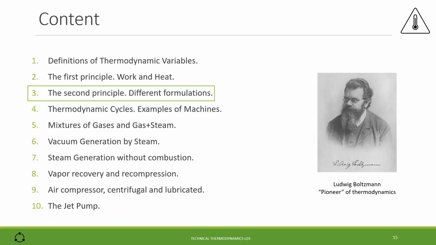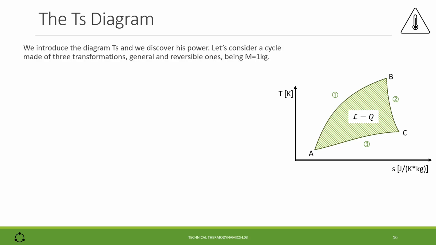In this second part of the lesson, we introduce the TS diagram and we make some more applications to understand the concept of irreversible transformations. The TS diagram is very powerful to calculate the heat and work of a cycle.